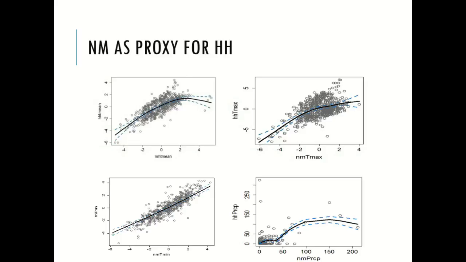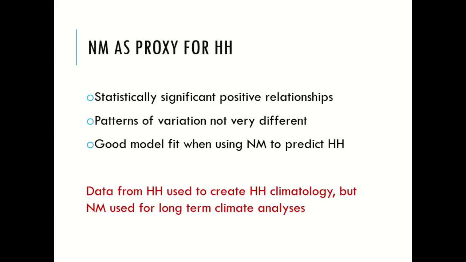This set of graphs here was just basically showing you that Norman Manley is actually a decent predictor for, or a good proxy for Hilsa Hills data. So based on the generalized additive mixed modeling that we did, based on correlations, based on just every method that we could possibly use, we identified that Norman Manley does actually align well with Hilsa, and so the patterns are very similar, and the climatologies are very similar.